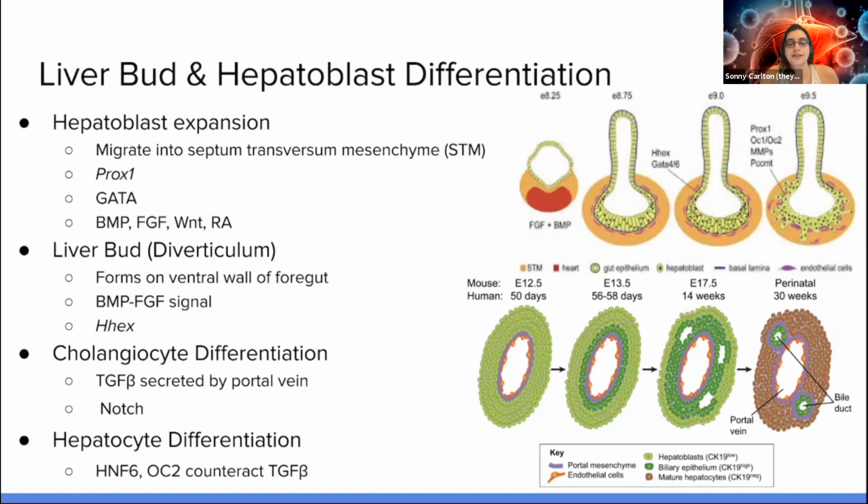As the hepatoblasts expand, TGF beta is secreted by the portal vein, which drives cholangiocyte differentiation while suppressing hepatocyte differentiation. Hepatocyte differentiation occurs further away from the portal vein, where HNF and OC2 counteract the TGF beta.